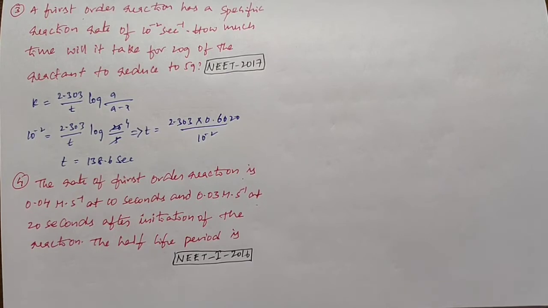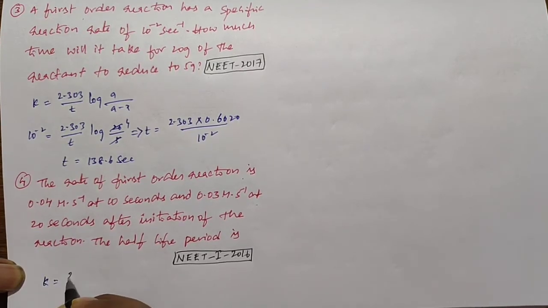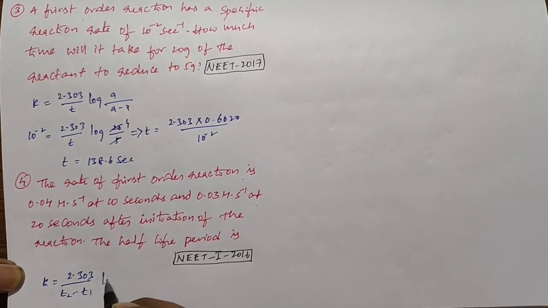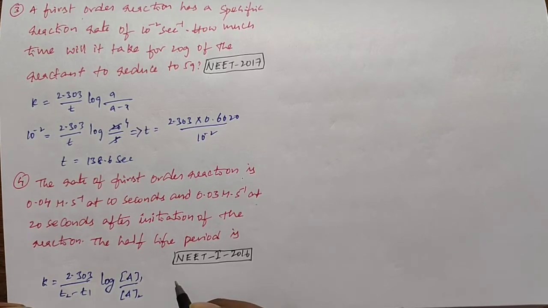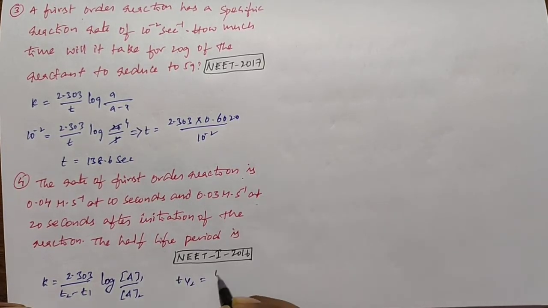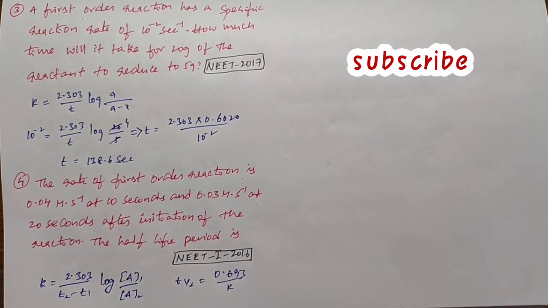When the concentration of the reactant is given at different time intervals, we take the formula for the rate constant: K = 2.303 / (T2 - T1) × log(A1/A2), the first concentration and second concentration at two time intervals. This formula is used for finding the rate constant when the concentration of the reactant at two different time intervals is given. And since you are asking for the half-life, the formula is t½ = 0.693 / K. By using these two formulas, we can solve the problem.